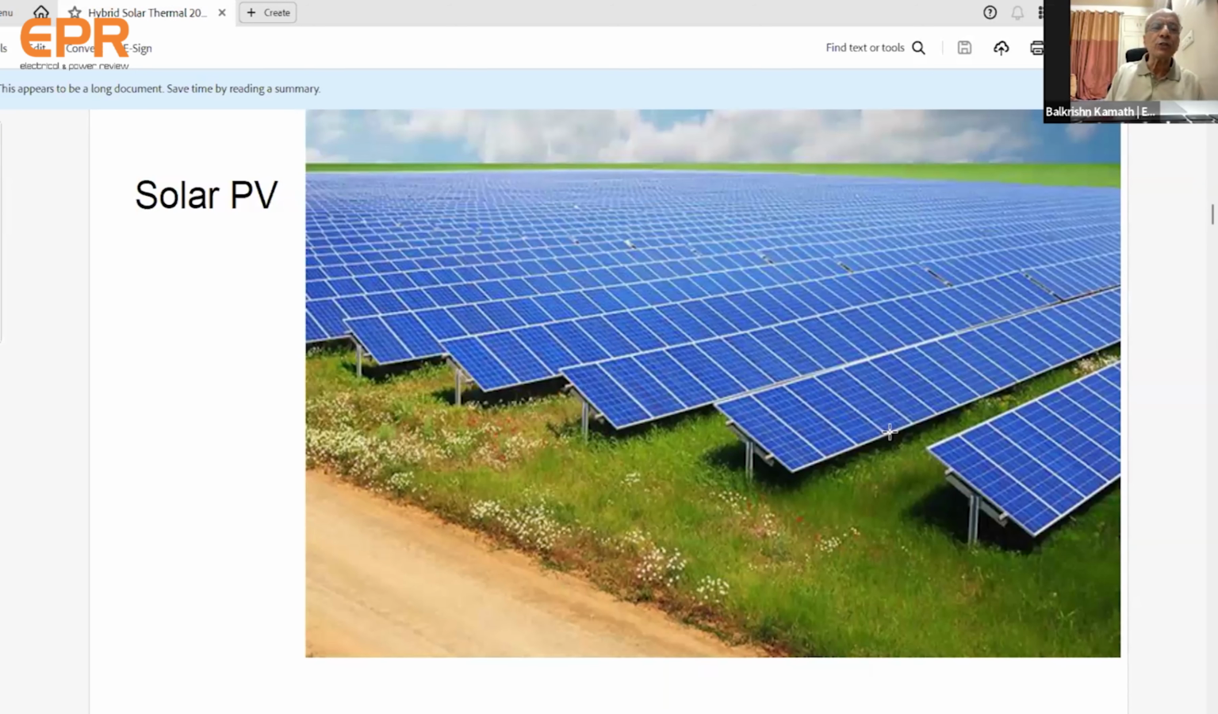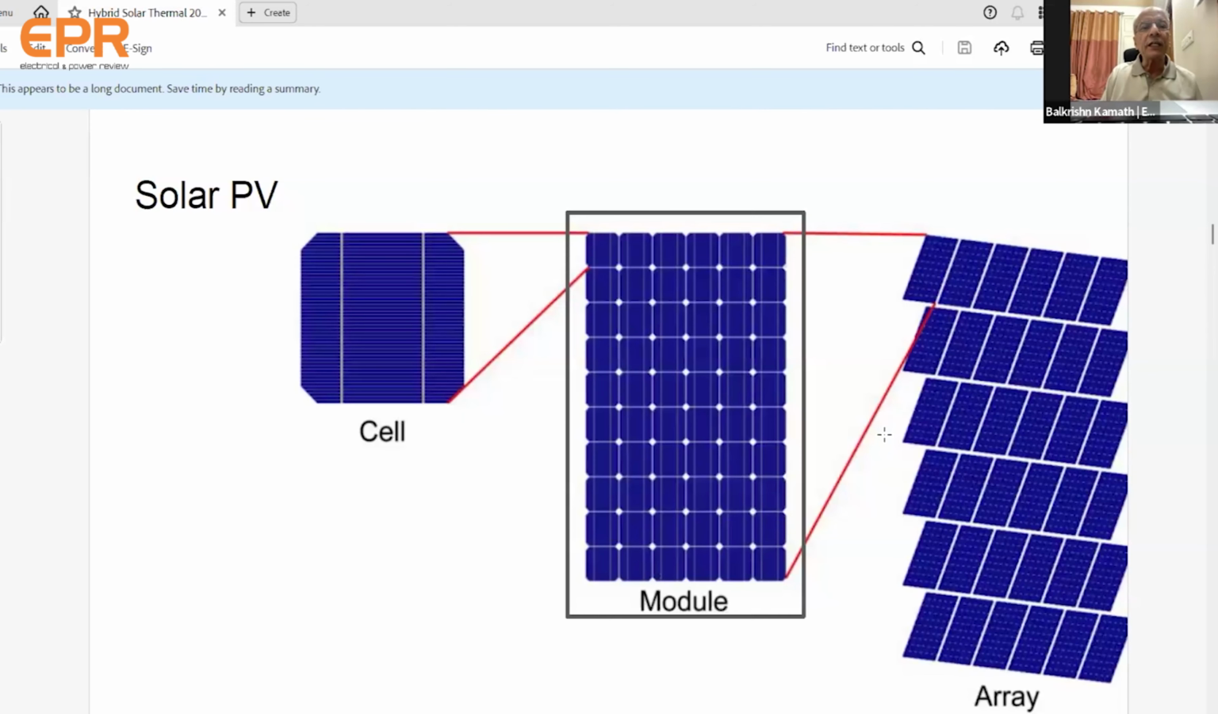This is a PV project you might have seen when you are going anywhere by train or bus. You can see these kinds of modules and panels everywhere in the countryside and many places. All degraded lands are used for this. Here in the center, you can see the module. This is the unit of a solar PV project. On the left, you can see the cell, a 6x6 kind of structure, polycrystalline or similar material. And on the right, you can see the array, which constitutes the solar PV project.